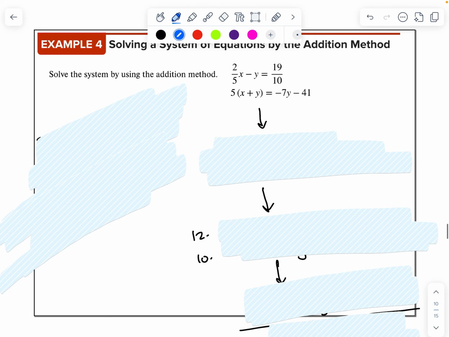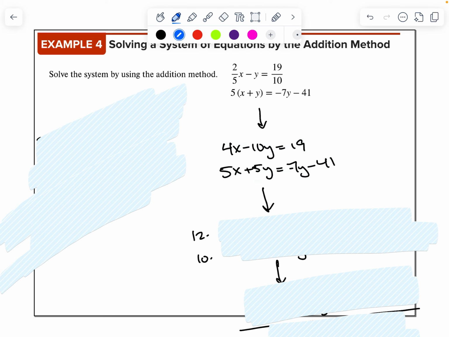Here's another. Solve using elimination. This one has fractions. So the first thing to do would be to try and, I would say, eliminate the fractions and get your x's and y's and all your ducks in a row. Get everything in order.